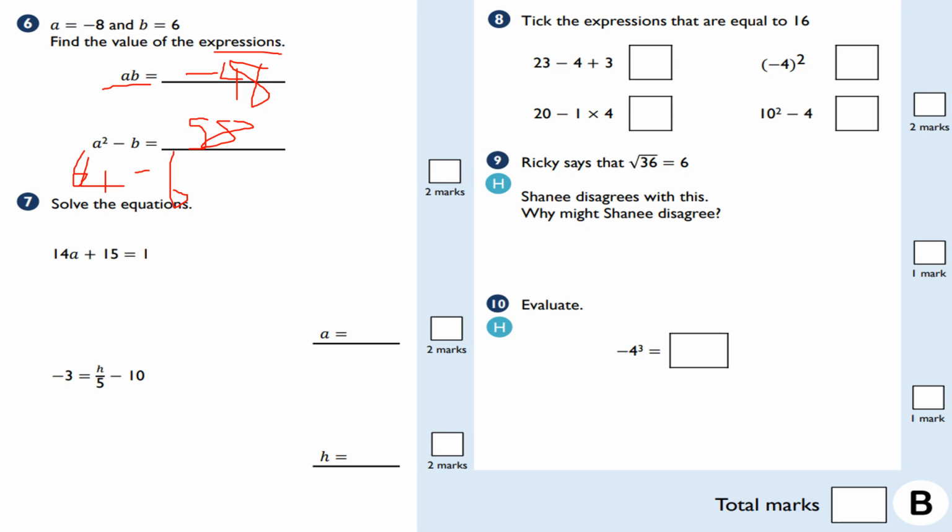Question number 7, solve the equations. So take away 15 on both sides to balance it respectively. And then divide through by the 14. We get that a is equal to negative 1.